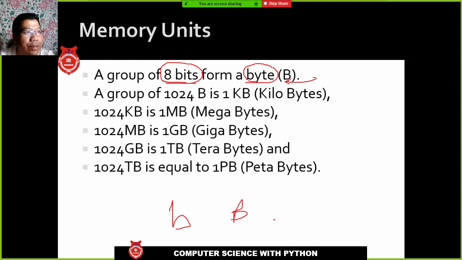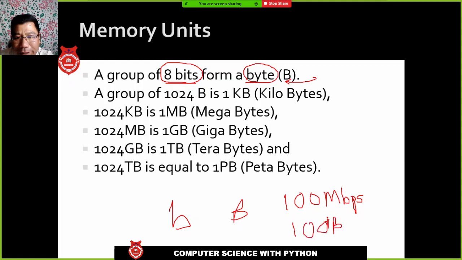Internet service providers usually advertise to their customers, let us say, 100 megabit per second, Mbps. They are referring to the small b. It is megabit, and this is less than 100 megabyte, MB. If it is capital B, it is faster. If it is small b, it is slower.